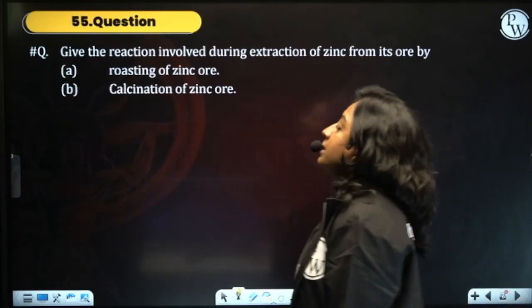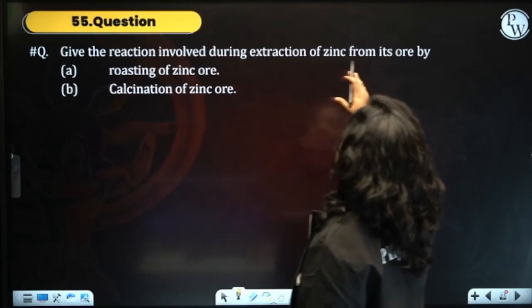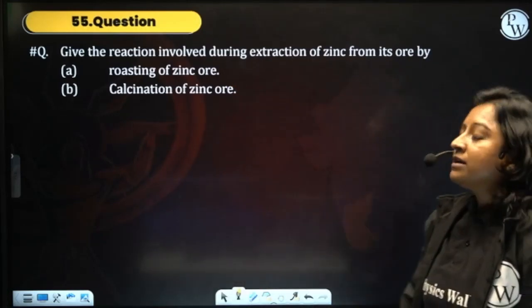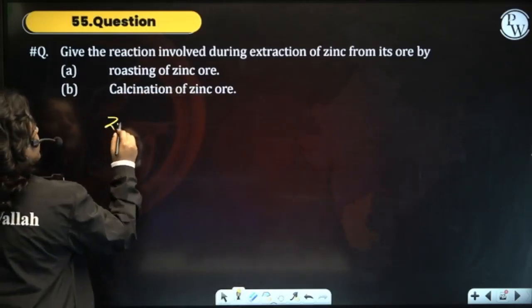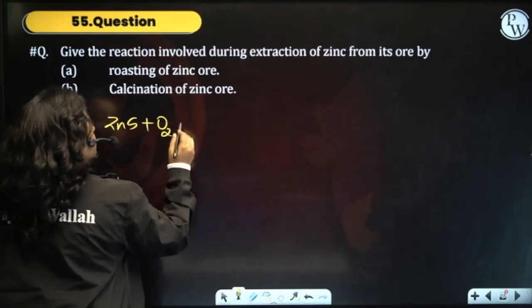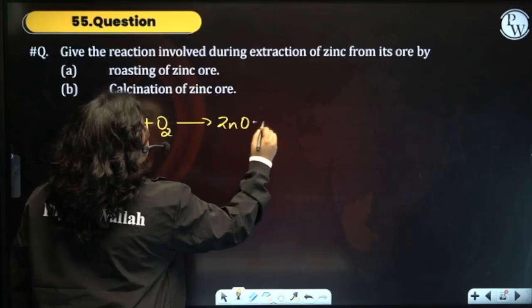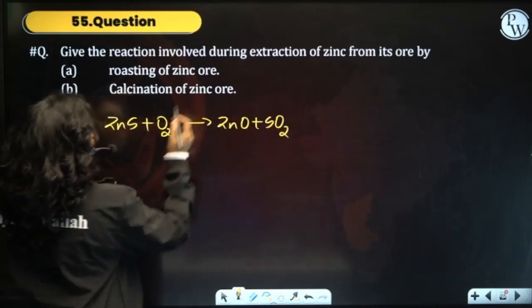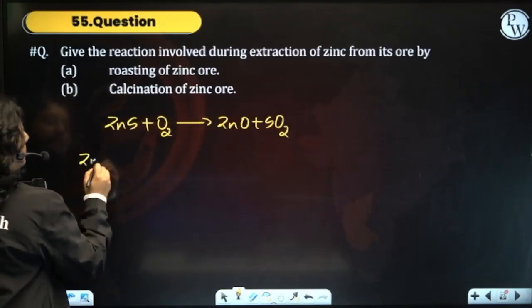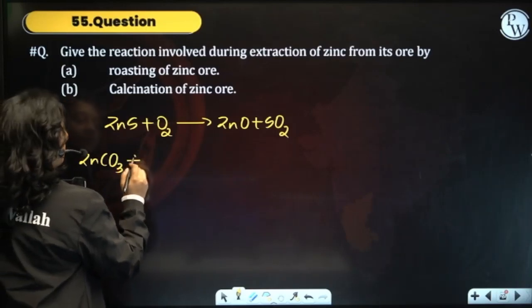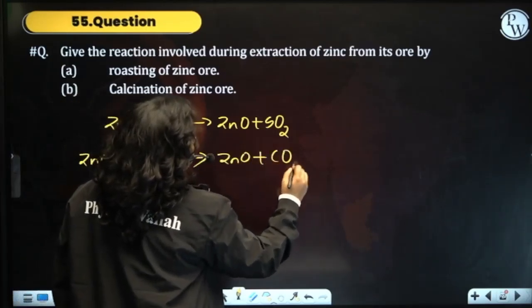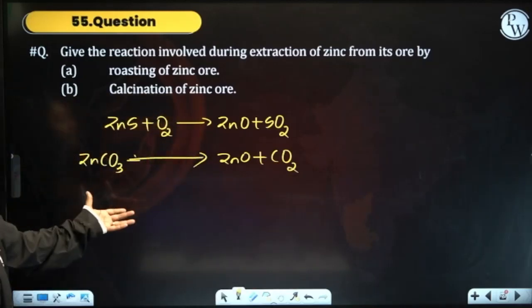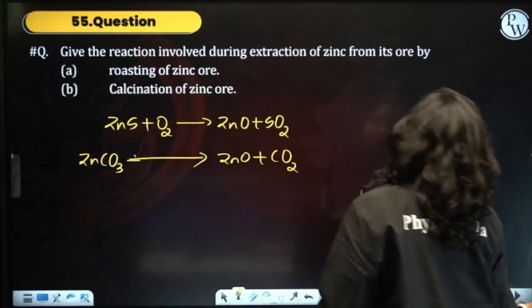55th question. Give the reaction involved during extraction of zinc from its ore by roasting of zinc and calcination of zinc ore. Roasting: zinc sulfide reacts with oxygen to form zinc oxide and sulfur dioxide. Calcination: ZnCO3, you're heating in the absence of oxygen, gives ZnO plus carbon dioxide. The second one is calcination, the first one is roasting.